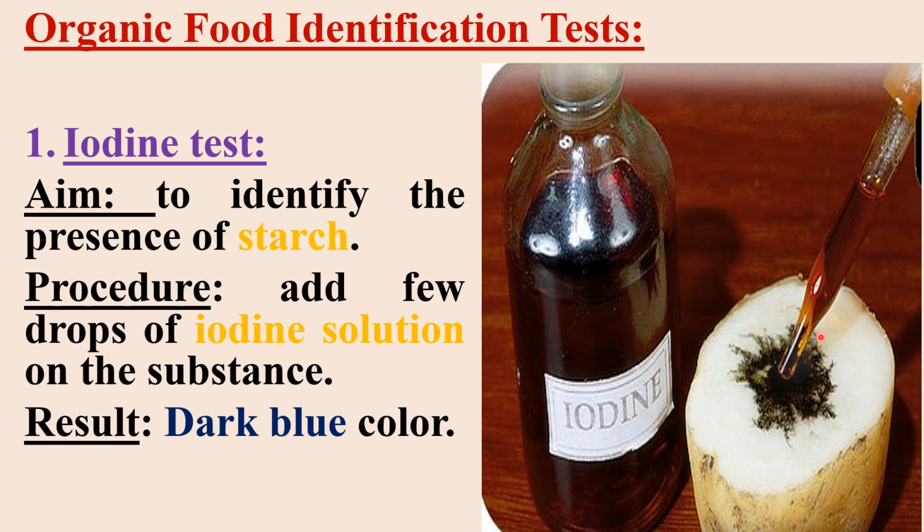As you can see, the color of the iodine solution is brown, an orange brown color. When this orange brown color meets the starch, a chemical reaction happens. This reaction produces a new substance whose color is dark blue. So it changes the color of iodine from orange brown to dark blue whenever it mixes with the starch.